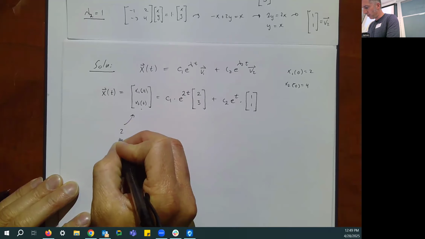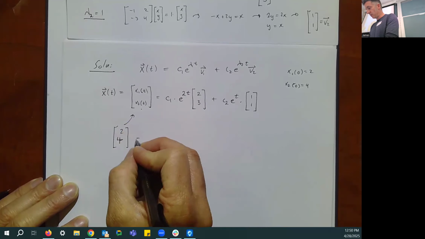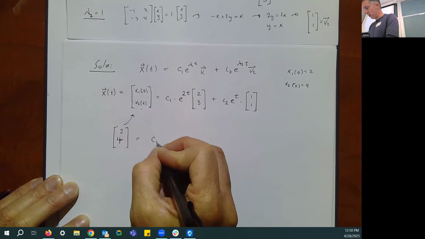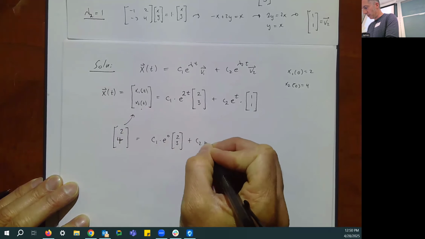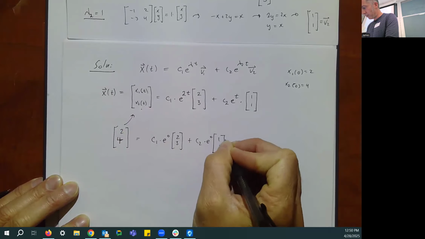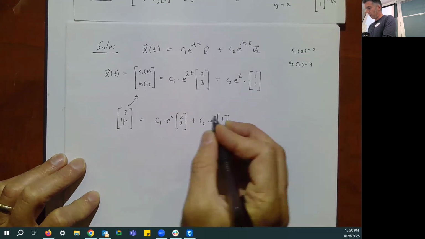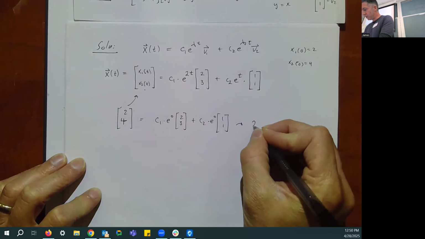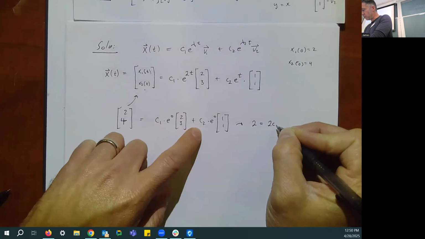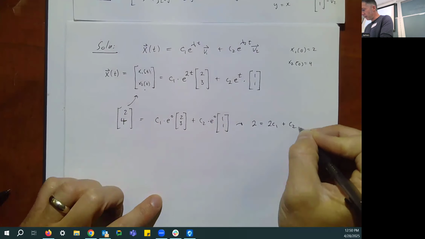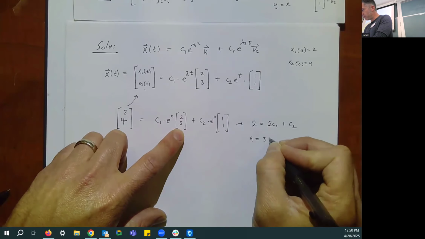So we're going to plug in (2, 4) for that, and 0 for t. So we're going to get (2, 4) equal to C1 times e to the 0 times (2, 3) plus C2 times e to the 0 times (1, 1). So we have two equations. Our top row equation is 2 equal to C1 times 1 times 2 plus C2 times 1 times 1. And my second row equation is 4 equal to C1 times 3 plus C2 times 1.